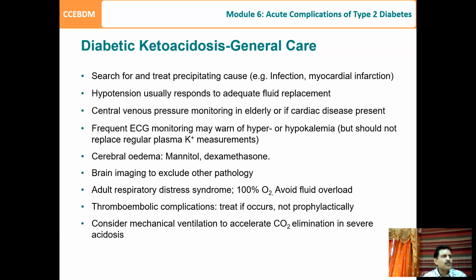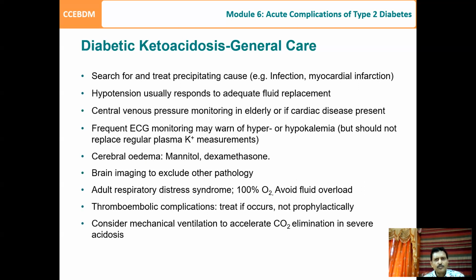Another important fact for diabetic ketoacidosis is to search for a precipitating factor. As I have told you, infection is a very important precipitating factor. In most situations, hypotension responds adequately to fluid replacement, and you don't have to give anything like dopamine or dobutamine. You don't require any pressor agent to improve the hypotension. Hypotension responds very well with adequate fluid replacement. Central venous monitoring is required only in elderly subjects where cardiac disease is present. It is not required in children.